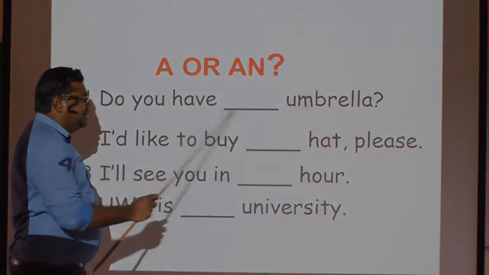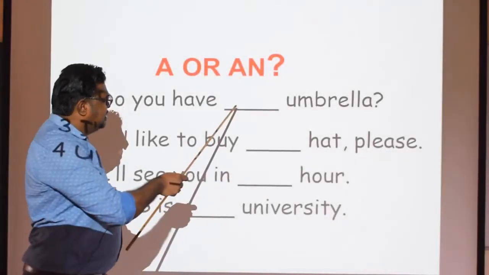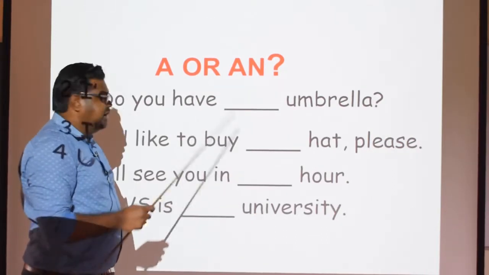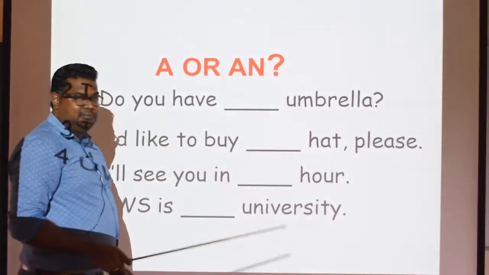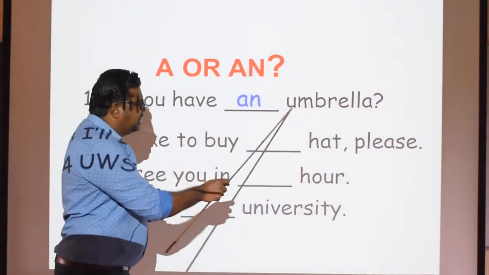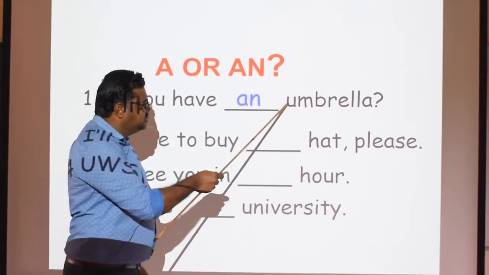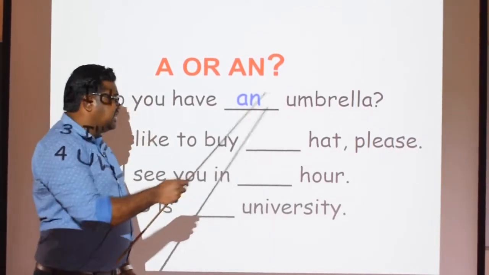Do you have dash umbrella? Now this is the sentence. Now what is the right article which you are supposed to use? Indefinite article a or an? The answer is an, because umbrella starts with u. Umbrella starts with u and u is a vowel. So this is the answer for the first sentence.